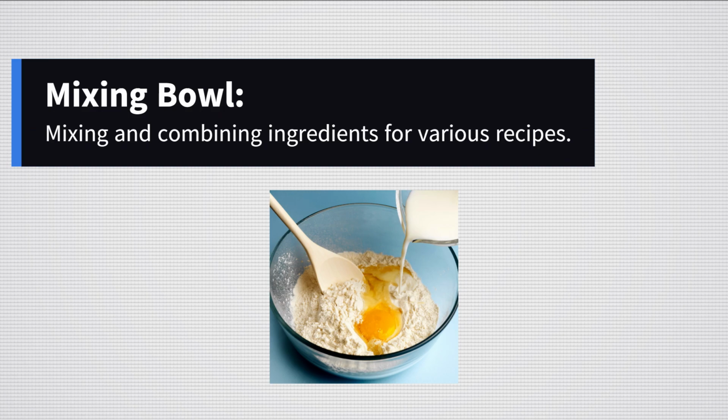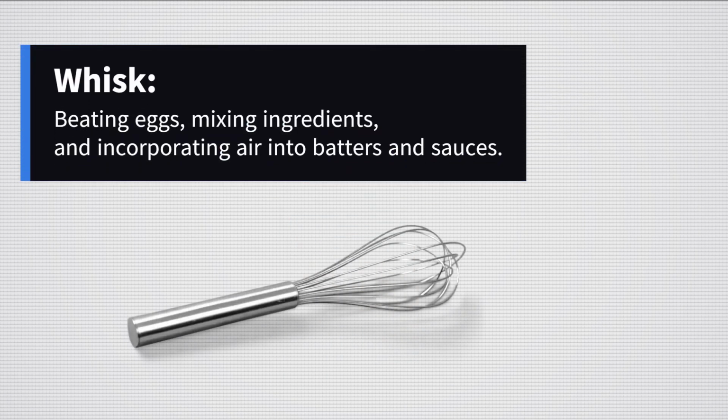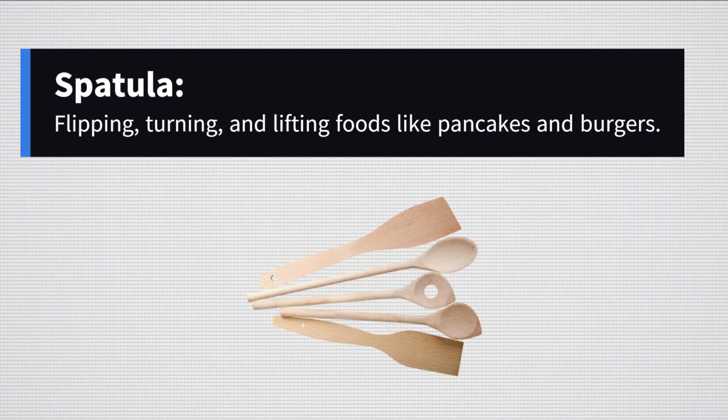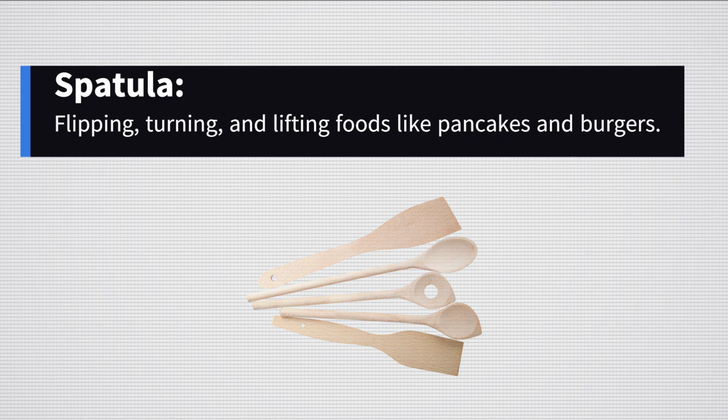Mixing bowl. Used for mixing and combining ingredients for various recipes. Whisk. Used for beating eggs, mixing ingredients, and incorporating air into batters and sauces. Spatula. Used for flipping, turning, and lifting foods like pancakes and burgers.